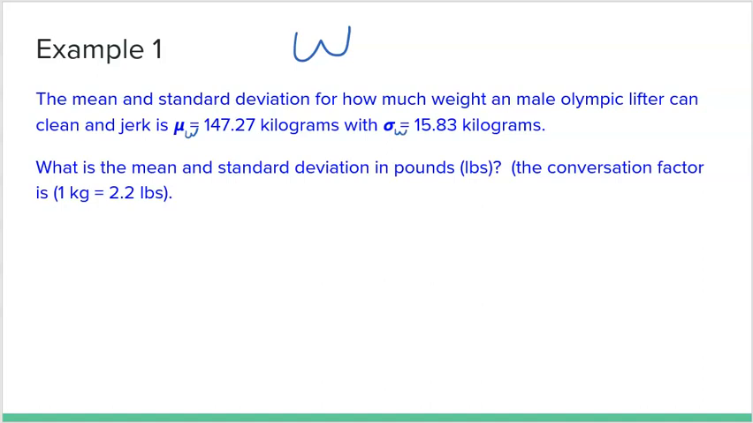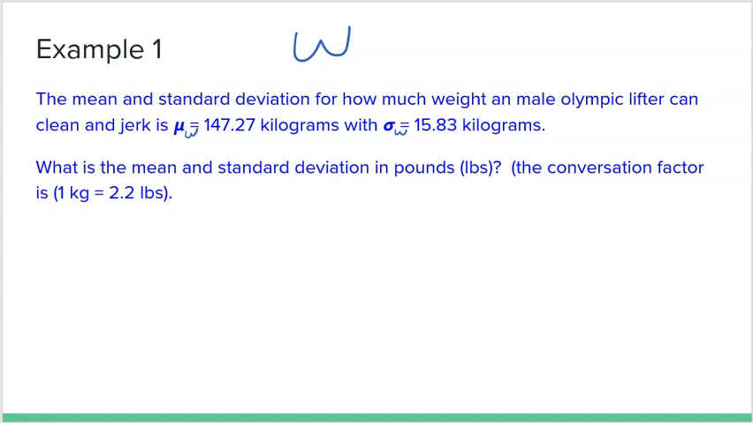So again, what this means is that in the long run, if I were to look at a large number of Olympic lifters, they would average 147.2 kilograms, but they would vary on average by about 15.83 kilograms from the mean. But the question I'm going to ask you is, what would the mean and standard deviation be if we wanted to convert to pounds? Well, how to convert to pounds is we need to use a conversion factor.